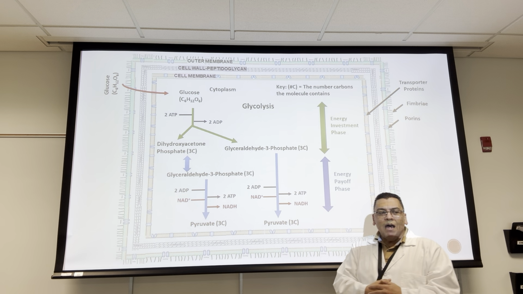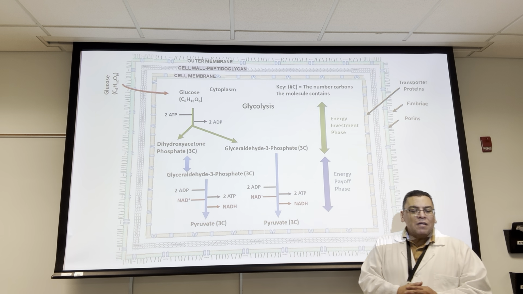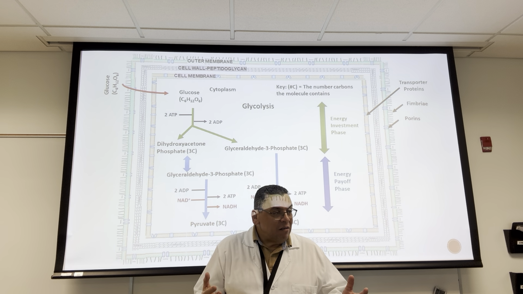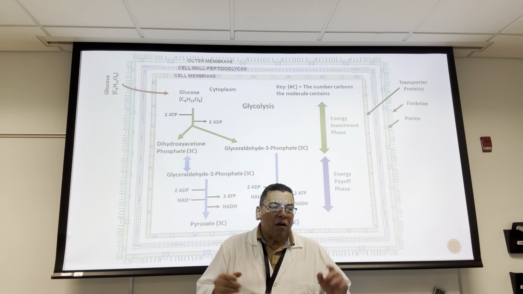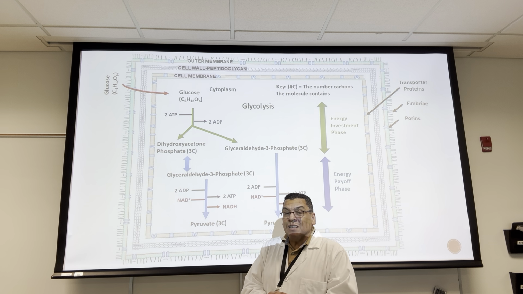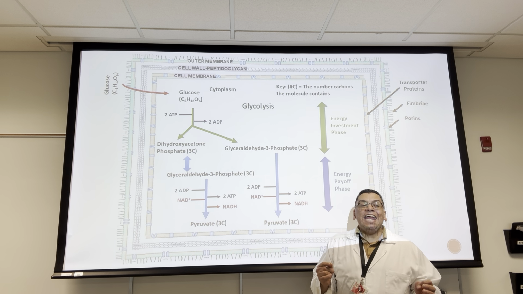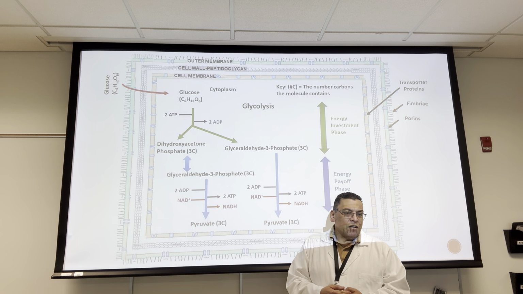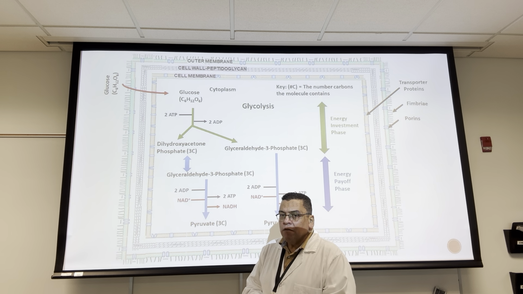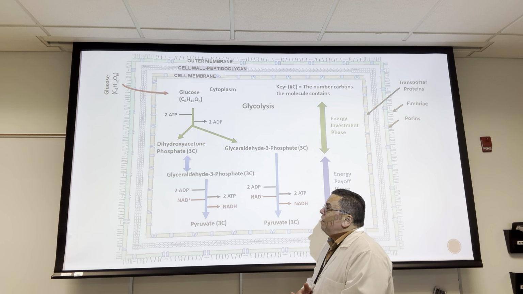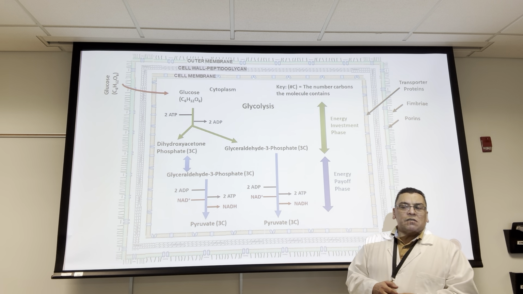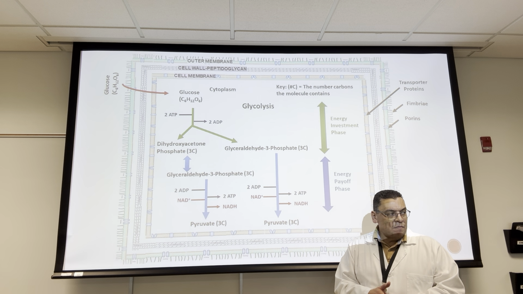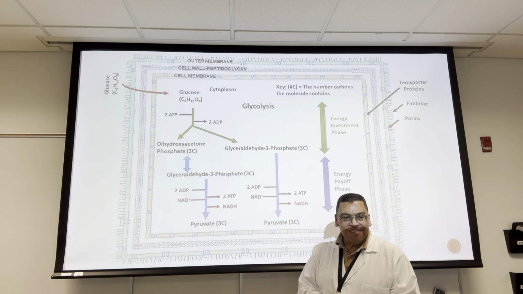Watch out on the lecture exam. Is the question asking you how many ATPs are made? If that's the case, it's 4. Or is the question asking you about the net gain of ATP? And in that case, it's 2. Be careful. So this is glycolysis. Questions? Okay, good.